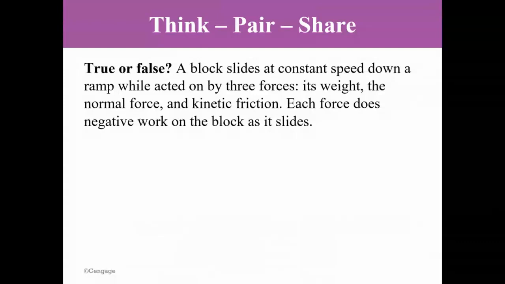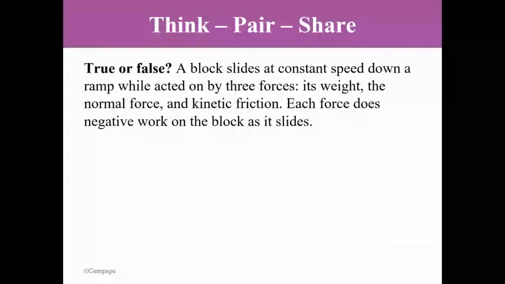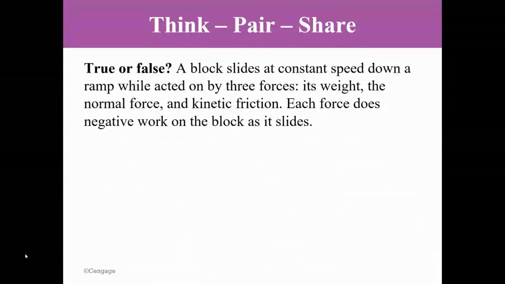Well, you're close, and it's a good point. But remember the two components of the weight. You have the mg cos and the mg sin. So the gravitational force, the mg sin part, does positive work as the block slides on the ramp. The one always going down is mg sin. That does positive work. So yeah, it's false. I'd have given you 2-3 marks for that explanation anyway. You're brave enough to think it through.